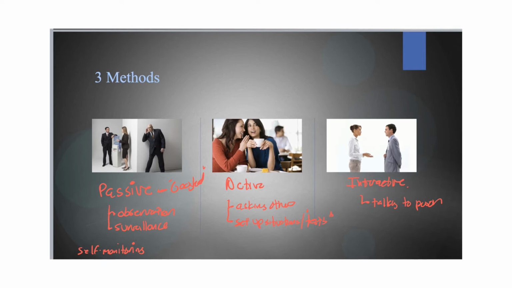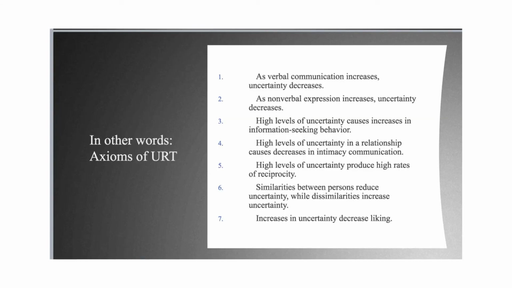then you'll be doing exactly this, interactive uncertainty reduction and getting to know someone. Now, there are some axioms of uncertainty reduction theory, and axioms are basically predictions that are just embedded in the theory. You can pause the video and read through each of these, but the idea is usually inverse relationships between communication and uncertainty. The more communication there is, the less uncertainty there is.